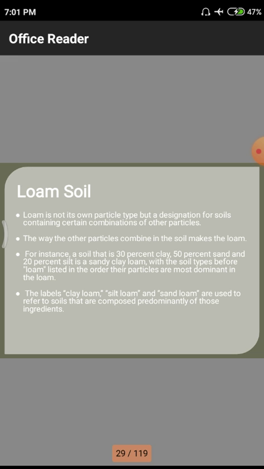Next, the third point is, for instance, a soil that is 30% clay, 50% sand, and 20% silt. As we discussed previously, we need two or more different materials for the formation of the soil. Here they are representing 30% clay. That means the total soil is 100%. In that 100%, they are mixing 30% clay, 50% sand, and another 20% silt.